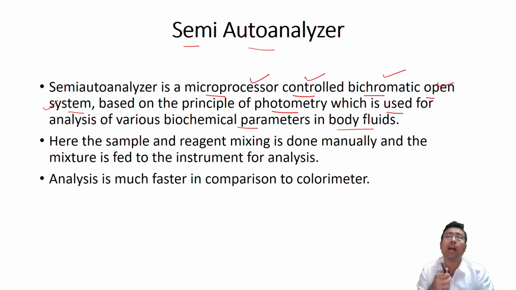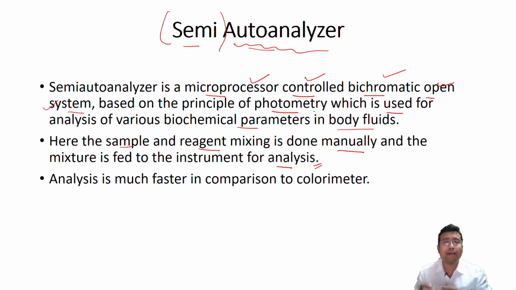So, why is it semi, why is it not an auto analyzer? If you omit the term semi, what remains is an automated analyzer. So why is it not automated? The main reason is that here the sample and the reagent mixing is done manually. You need to mix the sample and reagent outside, and then feed it to the instrument for analysis, whereas in an automated analyzer, we just put in the reagent and the sample, and the whole mixing is done by robotic arms. So that is fully automated. Here it is manually mixed but analyzed automatically. So semi is the mixing part, auto is the analysis part.